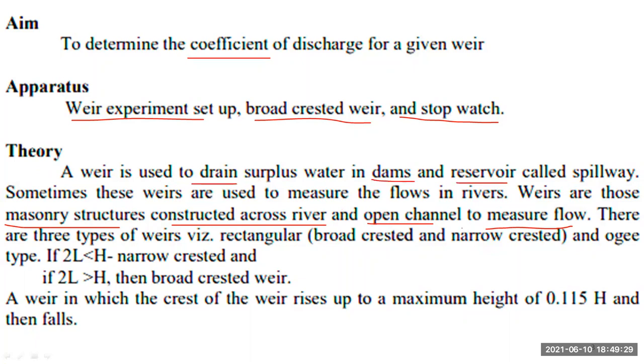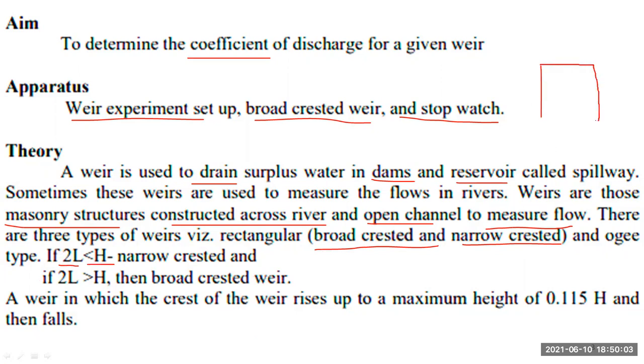We have various types of weirs, like rectangular and triangular, based on the shape and different parameters. Here we have two types of weirs, the broad crested weir and the narrow crested weir, which are classified based on the head of water, or the water level, over the weir. L is the length of the weir.